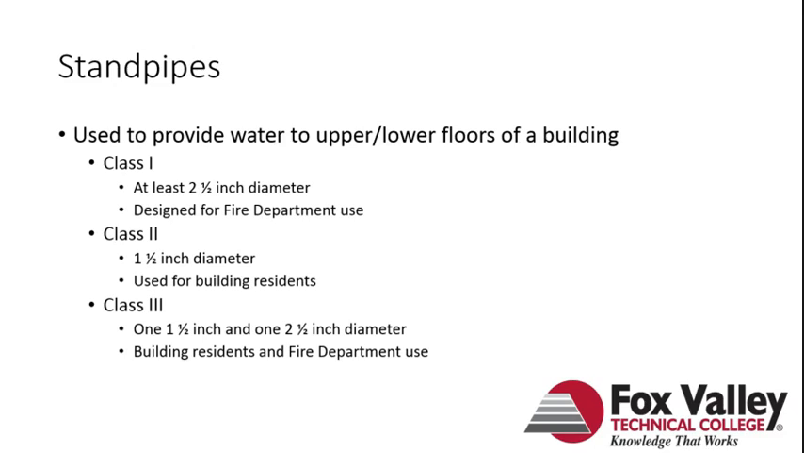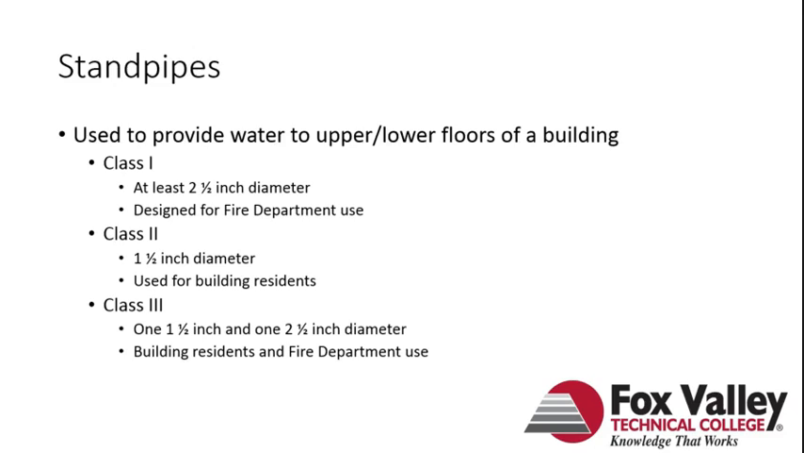There's also a lot less what's called friction loss, so you're able to supply water at much higher pressures and higher flow rates. There are 3 types of standpipes: a Class 1, a Class 2, and a Class 3. The Class 1 is designed for fire department use. It's large, at least 2.5 inches, and you can hook up another large hose on top.